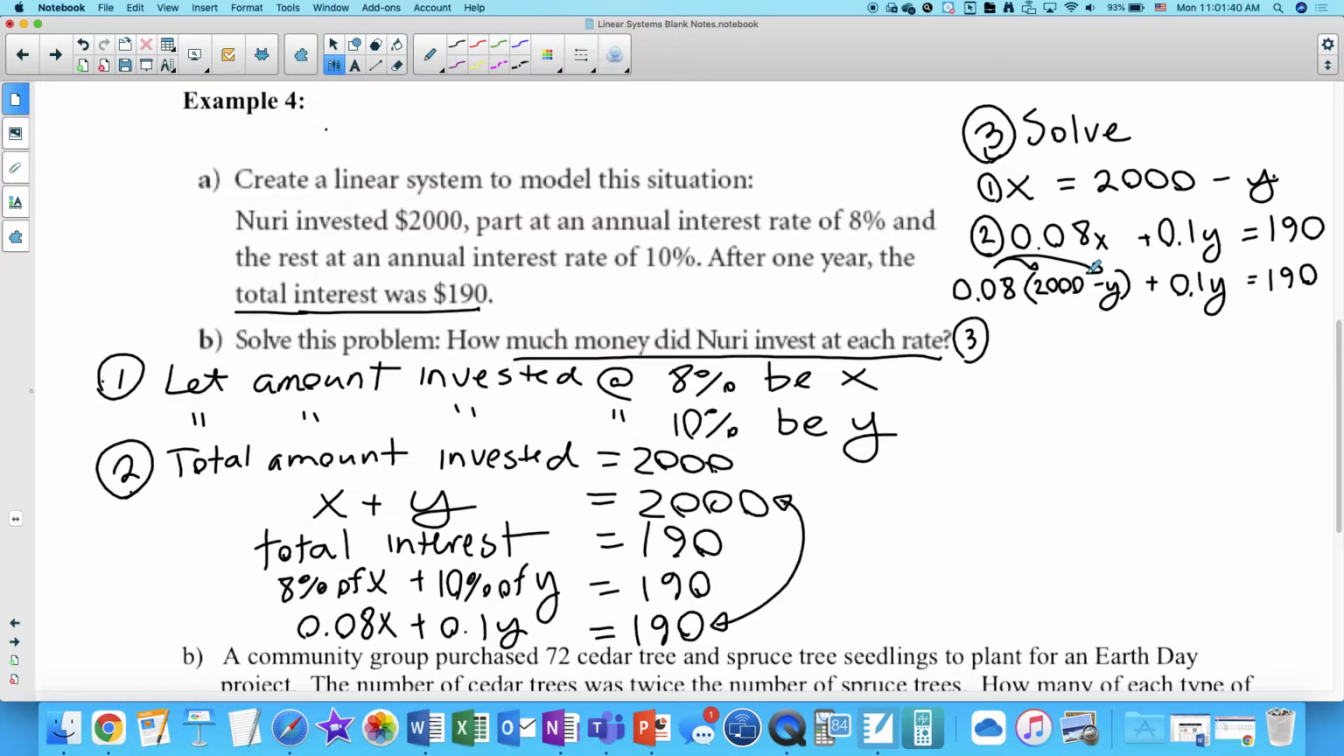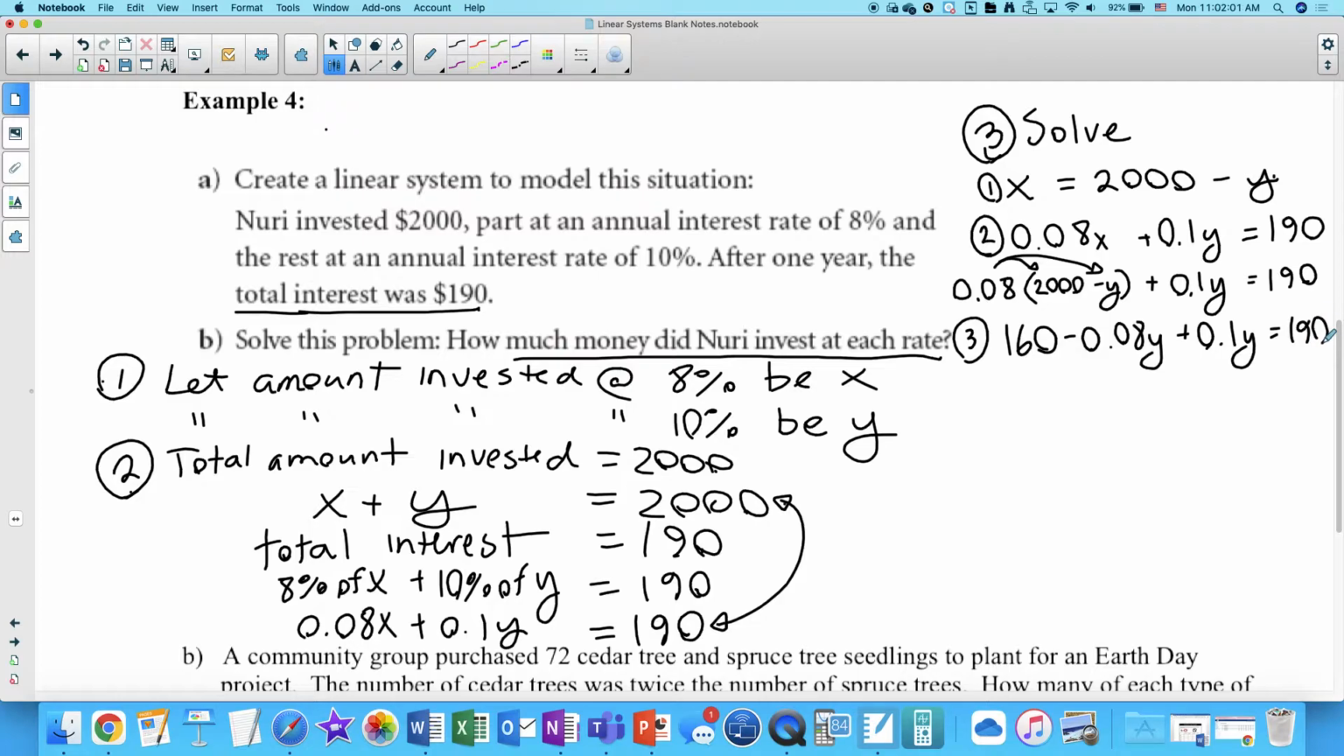Okay? So I believe this is 8% of 2,000. 8% of 1,000 is 80. So this is 160, I think. You can use a calculator for that, though. 160. And then minus 0.08y plus 0.1y equals 190.